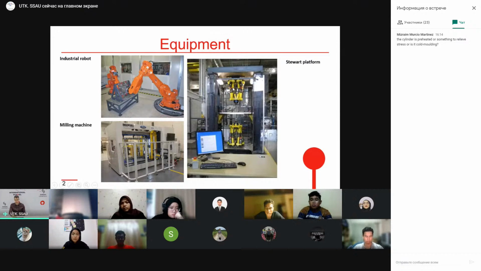Also here you can notice that in both cases, for the industrial robot and for the Stewart platform, we use two robots. So we have robots on opposite sides of the sheet. Later, I will tell you about this approach and for what types of parts we need to use two robots. And the last one is using a standard milling machine.